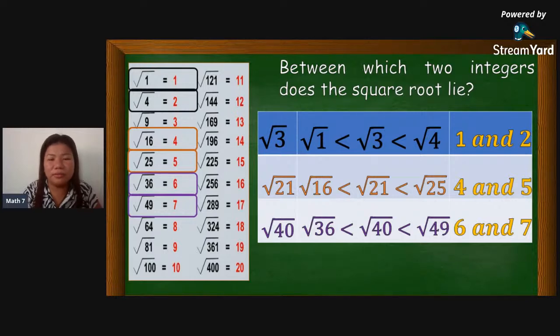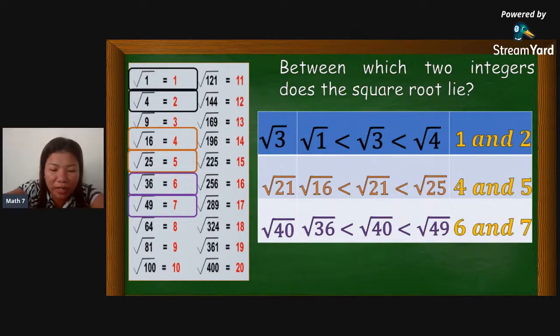Maliwanag po ba ito? Okay, using this. Yan. What about, ilista nyo ha. Kayo lang. Between which two integers does the square root of 300 lie? Square root of 300. Saan siya in between? Saan siya nakalagay? In between what two consecutive integers?